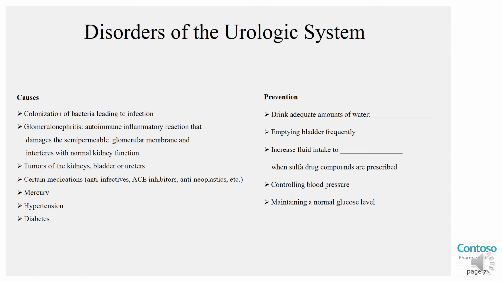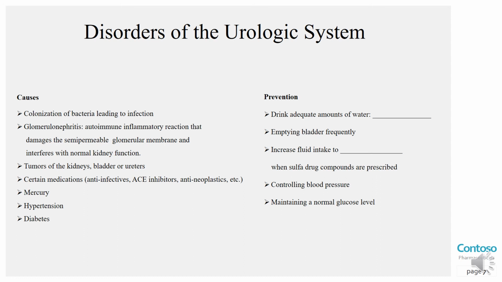Hypertension itself can damage the urologic system, leading to eventual atherosclerotic changes to the blood vessels that will lead to decreased blood flow to the kidneys and eventual reduced kidney function. And then also individuals with diabetes can experience disorders of the urologic system because it can cause changes to the blood vessels, leading to blood flow changes to the kidneys, which eventually reduces kidney function itself.